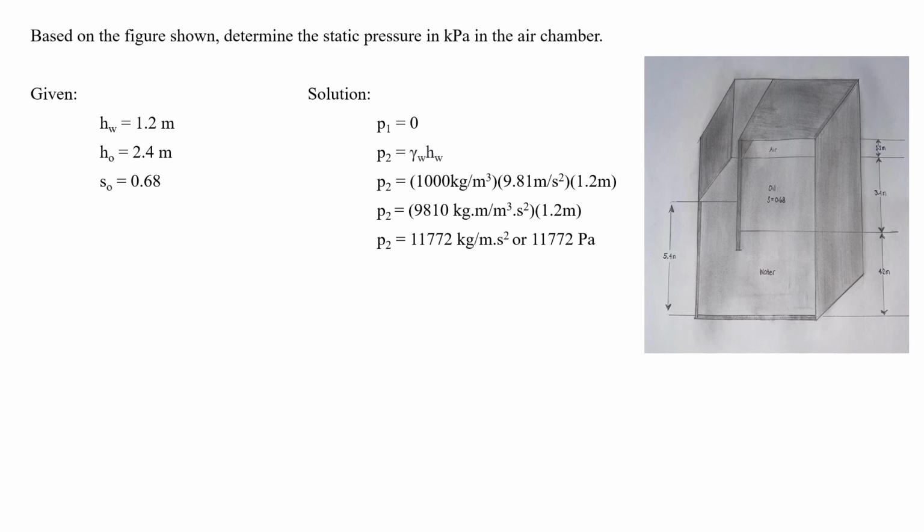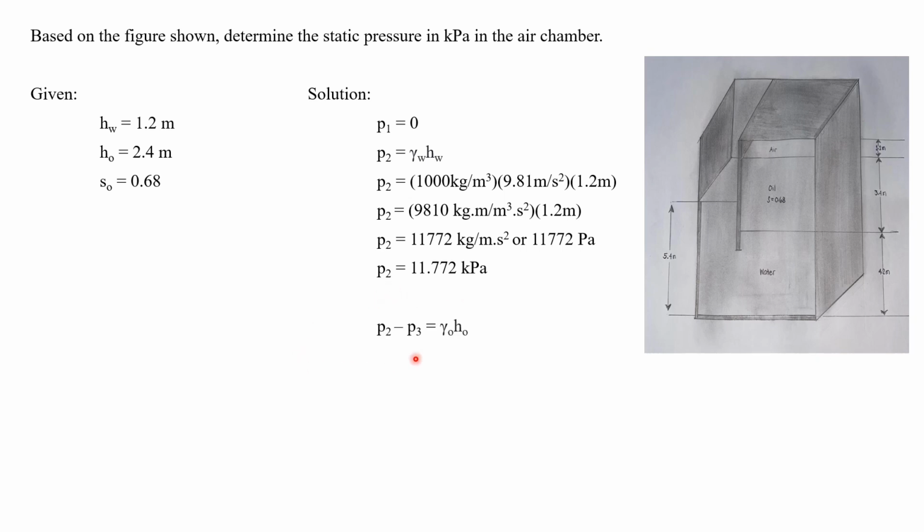Now P2 is equal to 11,772 kilogram per meter times second squared. Meter times meter is equal to meter squared. Meter squared, when we divide by meter cubed, will become meter. So, kilogram per meter times second squared is just equal to Pascal. 11,772 Pascal divided by 1,000 to become kilopascal, we now have P2 equal to 11.772 kilopascal. We now have the value of P2.